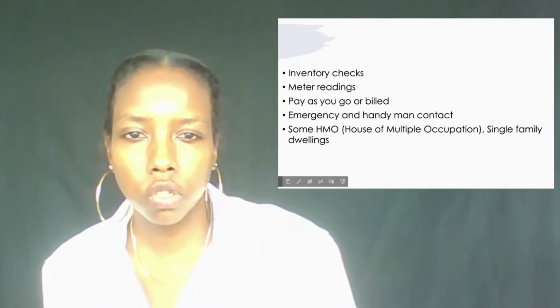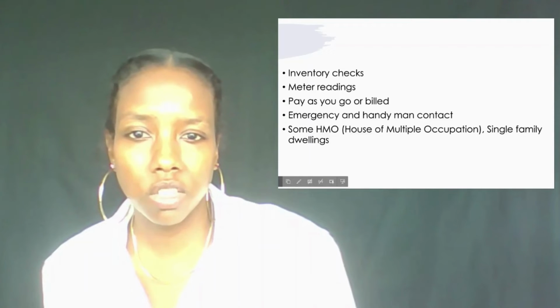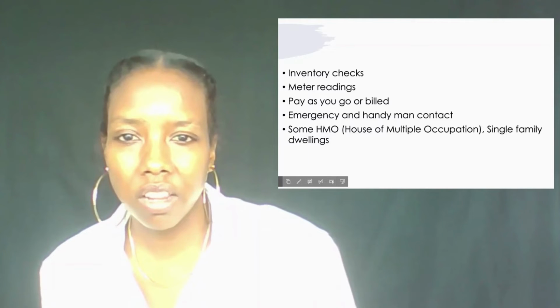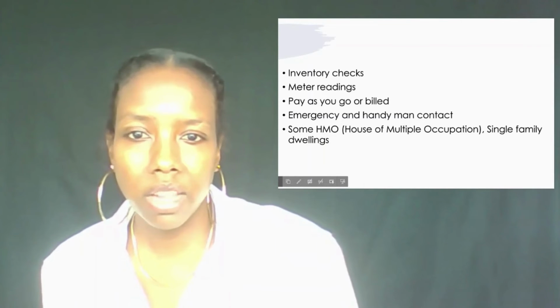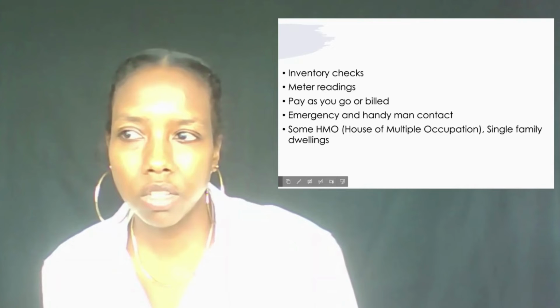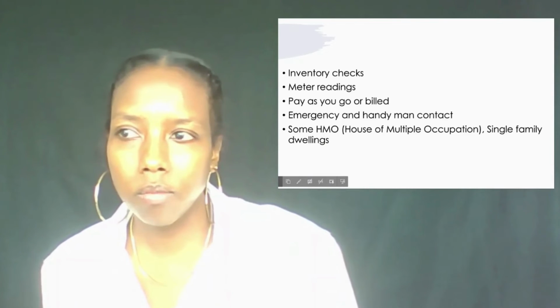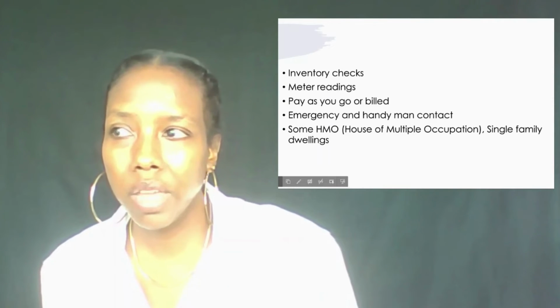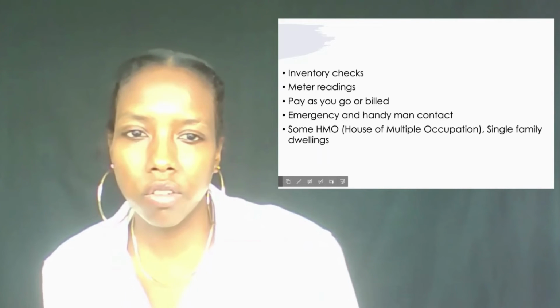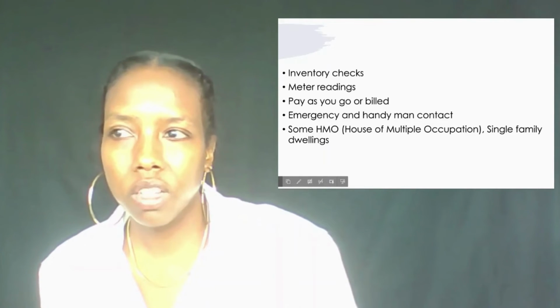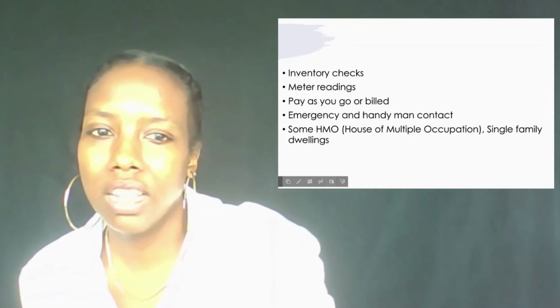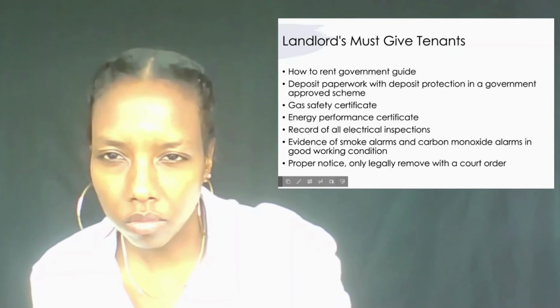Emergency and handyman contact. You should know who to contact in the event of an emergency. If there's a handyman, when they're out of office, if it's an agency, then you should have that contact. And some HMOs, which are houses of multiple occupation, meaning multiple people reside in the property and they rent by bedrooms, may have a checklist or requirements that are government regulated, or you want to check somewhere about any rights or checks pertaining to living in a single family dwelling.